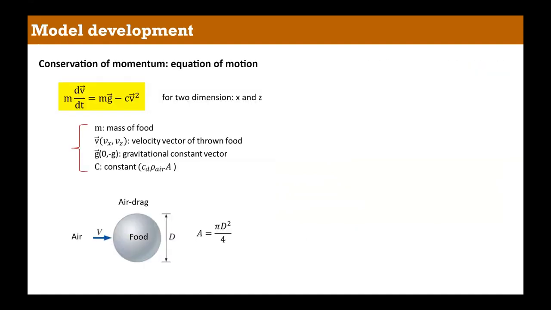We also factored in the air drag resistance in the thrown trajectory. We calculated this using the conservation of momentum equation. We represent acceleration and velocity as a vector in order to understand both dimensions of x and z.